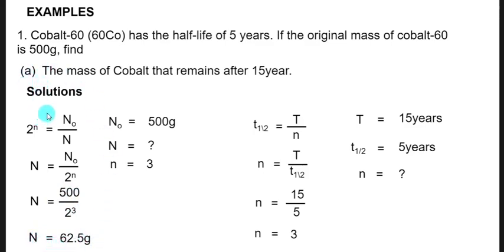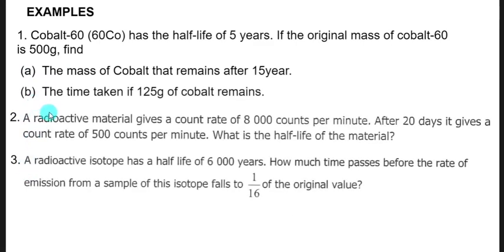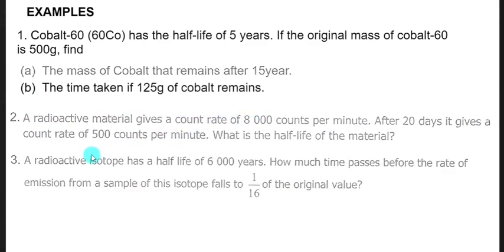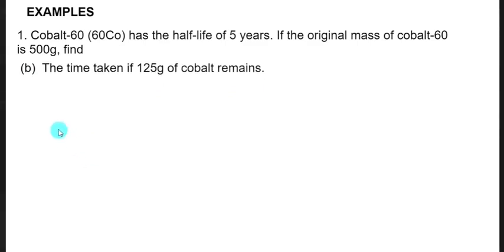So let's go to another example quickly so that we see how also to answer this one. So B, we are being asked to find what? The time taken if 1.5 grams of cobalt remains. So let's find the solution to this one as well. Again, they're saying we need to find the time taken. So the formula which has time is this one. However, when you look at this question, we don't know n, but we know half-life.